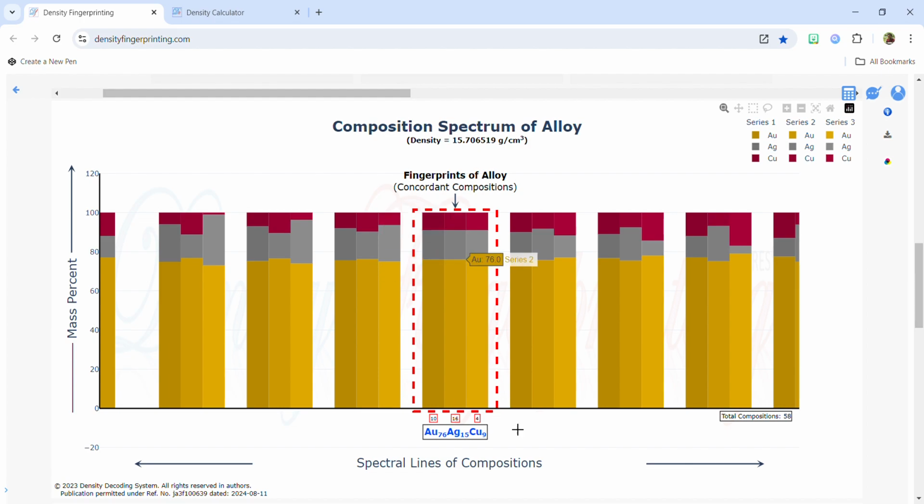Okay, so it tells us for this density, these are the compositions. You can see 3 series, and I have 3 different colors. These are my metals. You can see they're all the same. This is the only one that has all 3 the same. The others have some difference.